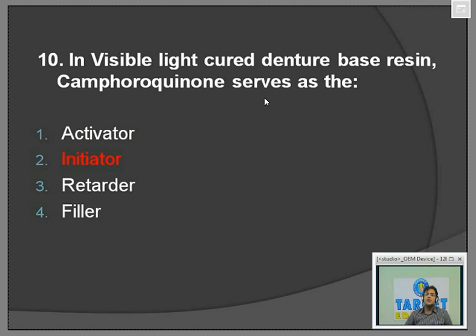Okay, the next question, the 10th question. In a visible light cure denture base resin, camphoroquinone serves as the initiator. This we have already discussed in the previous question. I have covered the light cured part also in the question which was asked on the cold cure resin. So the camphoroquinone acts as an initiator in a visible light cure denture base system, or even for that matter composite.